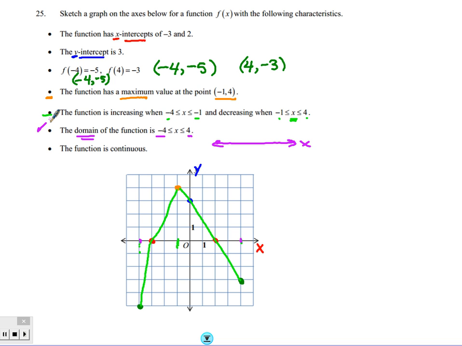All right. And what else? The function is continuous. So I actually connected my dots before I even knew. Maybe it was supposed to just be discrete and have dots. But luckily, it was supposed to be continuous, and I was supposed to connect.